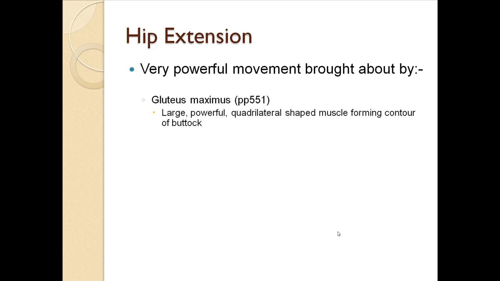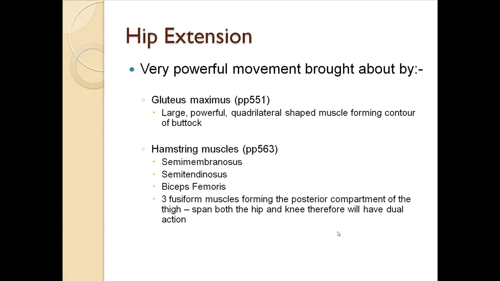Hip extension is a very powerful movement. The primary hip extensor is a huge muscle on the posterior aspect of the hip joint, gluteus maximus. Now, gluteus maximus was covered in detail in the Introduction to Myology lecture.